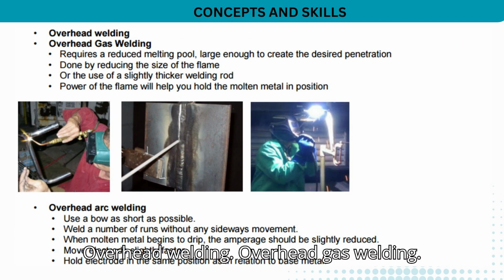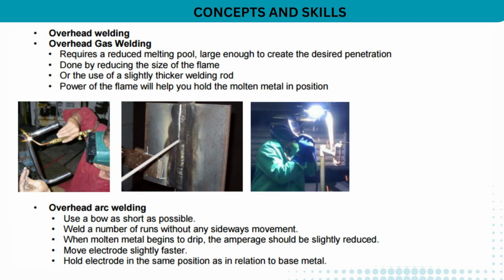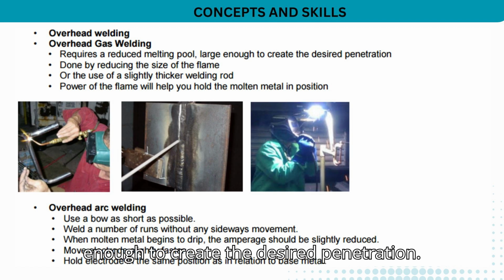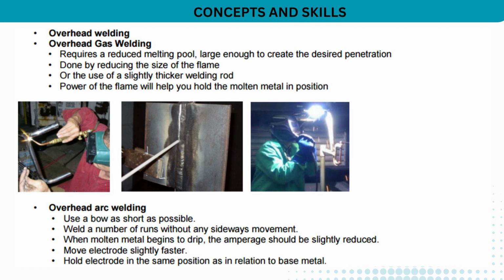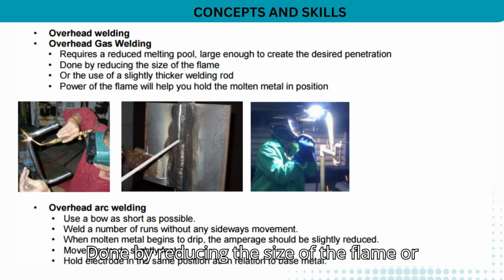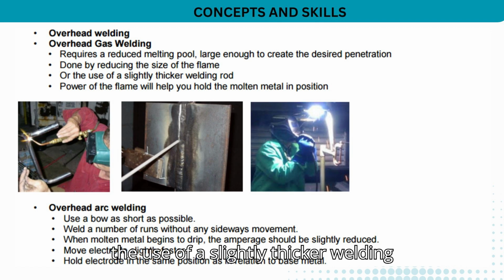Overhead welding. Overhead gas welding requires a reduced melting pool, large enough to create the desired penetration. This is done by reducing the size of the flame, or by using a slightly thicker welding rod. The power of the flame will help you hold the molten metal in position.